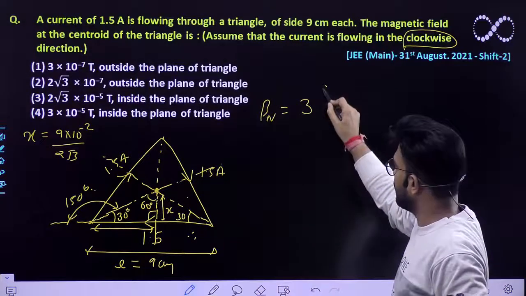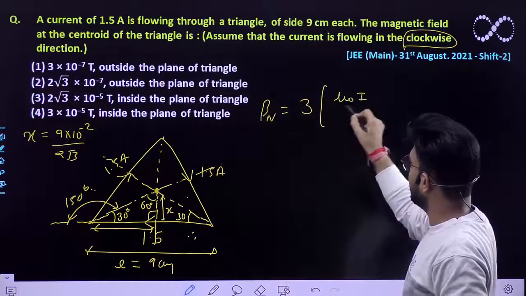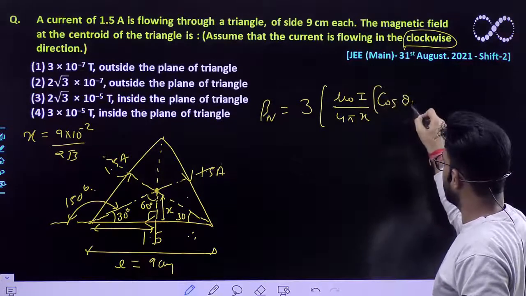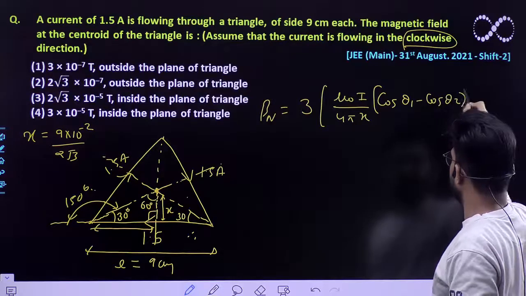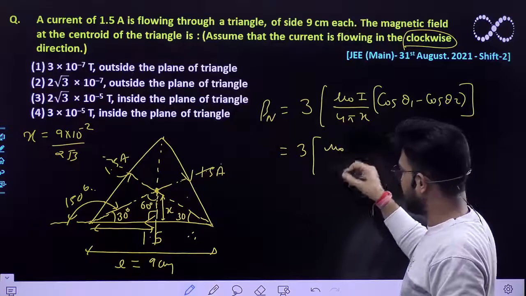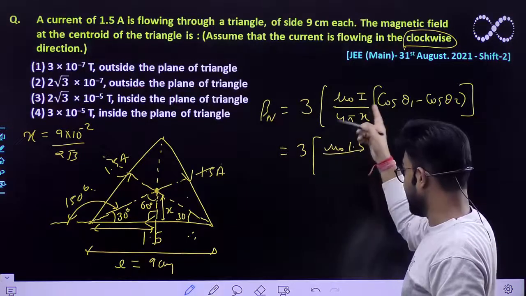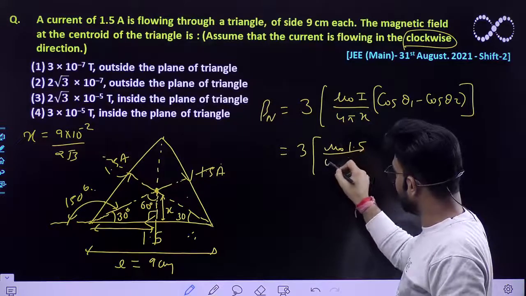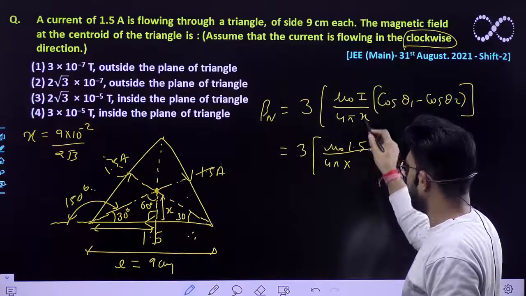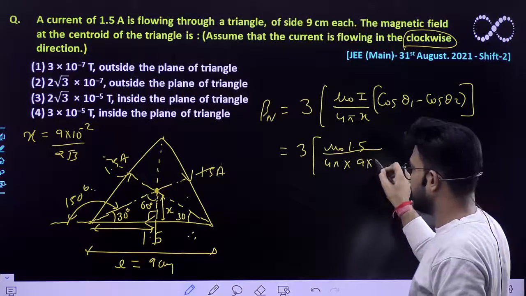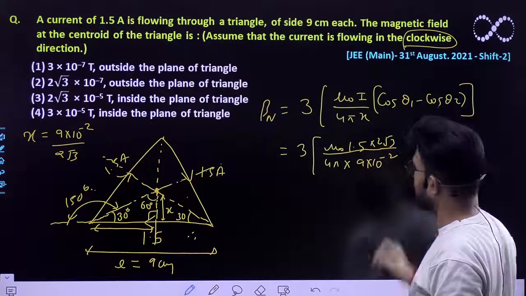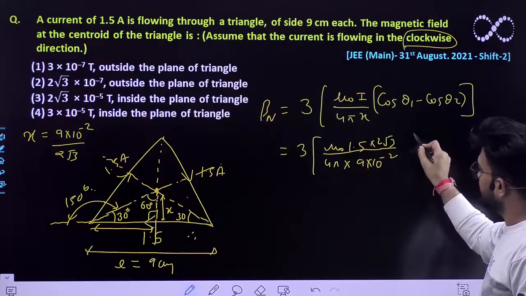Okay, so it would be thrice of mu naught I by 4 pi x into (cos theta 1 minus cos theta 2). So it would be equivalent to thrice of mu naught. What is current over here? It is 1.5, which can easily be calculated as 3 by 2, over 4 pi, and value of mu naught is 4 pi into 10 to the power minus 7, and value of x is 9 into 10 raised to power minus 2 divided by 2 root 3. Okay, and cos theta 1.